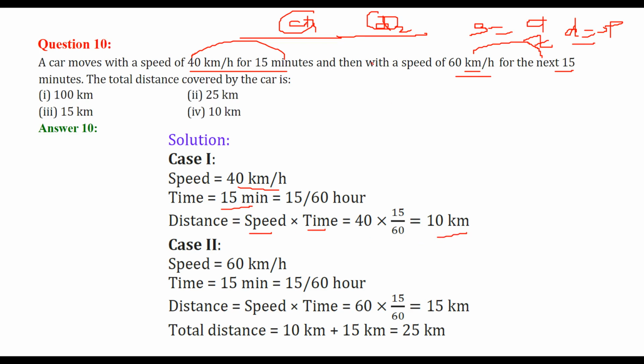For the second part, the speed is 60 km an hour and the time is 15 minutes, which we change to 15 by 60 hour. Multiply them, you get 15 km. We have to add these two. This will be 25 km.